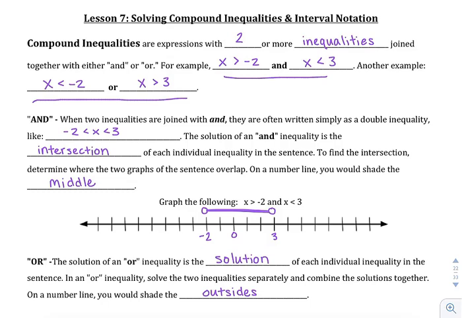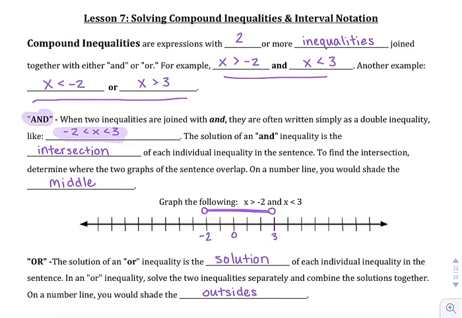So for "and" inequalities, when two inequalities are joined with an "and," they're usually written together as one. Like in our example, x is greater than -2 and x is less than 3. We usually just write that together as x is greater than -2 and less than 3. So x is in the middle, or in between them. So the solution to these is always the intersection of each individual inequality.